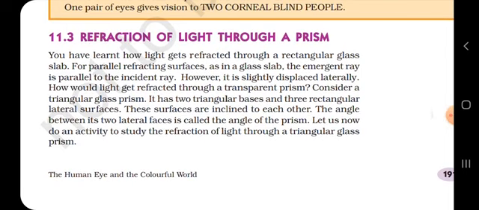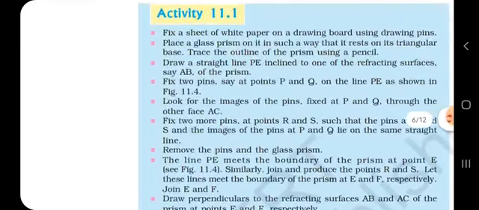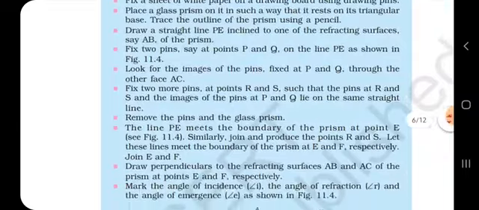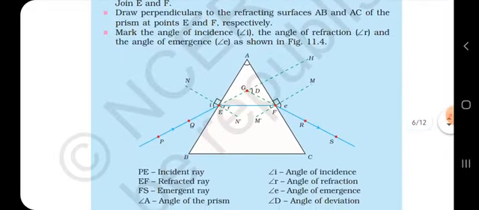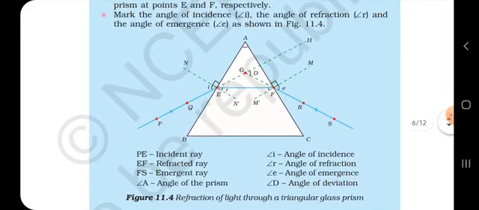The surfaces are inclined to each other. The angle between its two lateral faces is known as the angle of the prism. Over here they have given us an activity, where you can see a triangular prism named ABC.